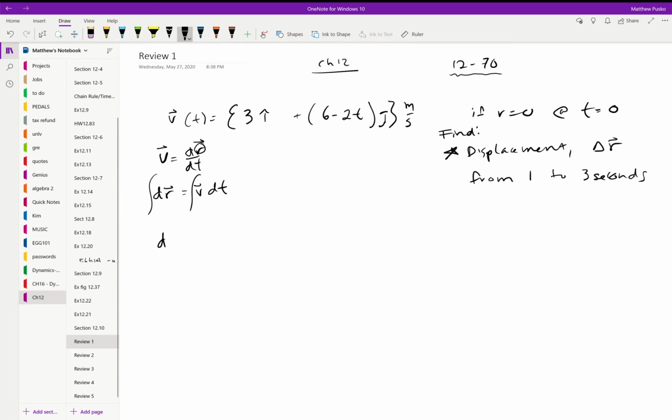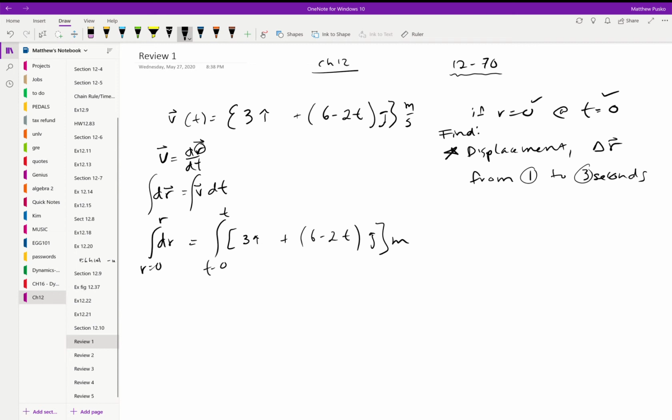So I'm going to integrate dr from r is equal to 0 right here to some r, and then I will integrate from some t is equal to 0 to some t and get a generic equation. I'm not going to integrate to limits because I want to know what happens at 1 and at 3 seconds. Okay, the thing we're integrating is 3i plus 6 minus 2t in the j direction. Hold on to those vectors.